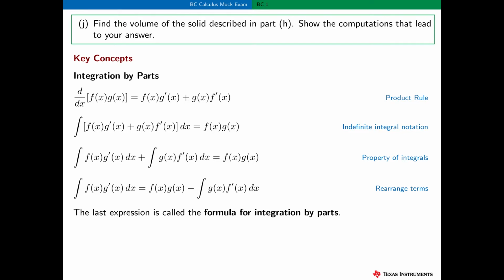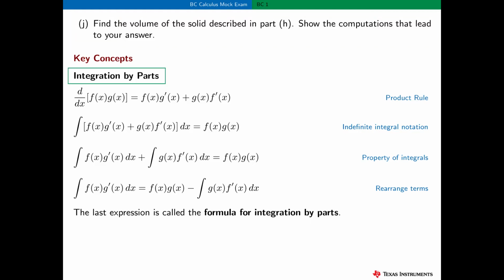In part J, the student needs to find the volume of the solid described in part I. Therefore, they'll have to evaluate a definite integral, and the student needs to show the computations that lead to the answer. In order to solve this problem, we'll need to use integration by parts.